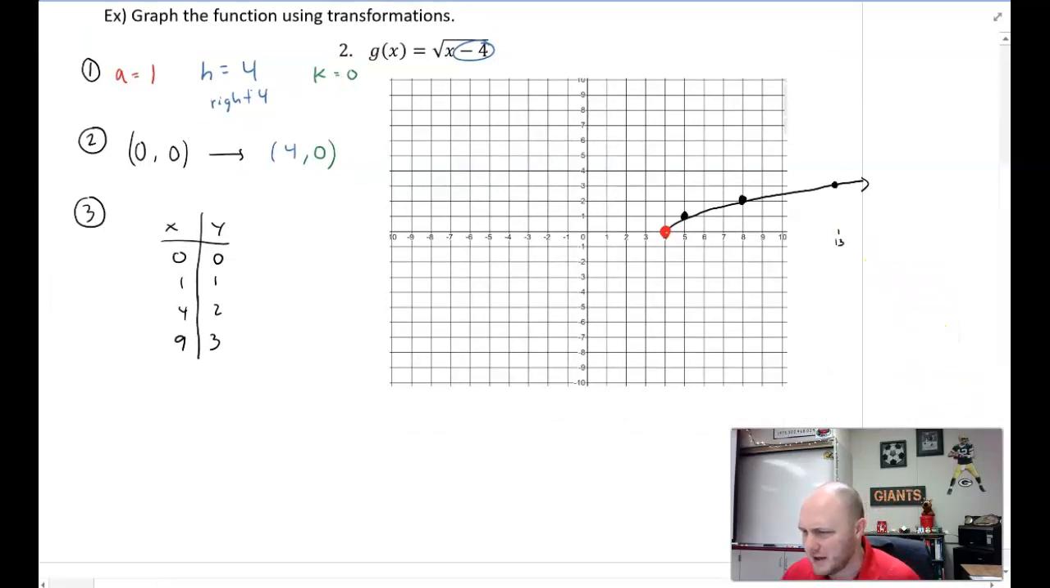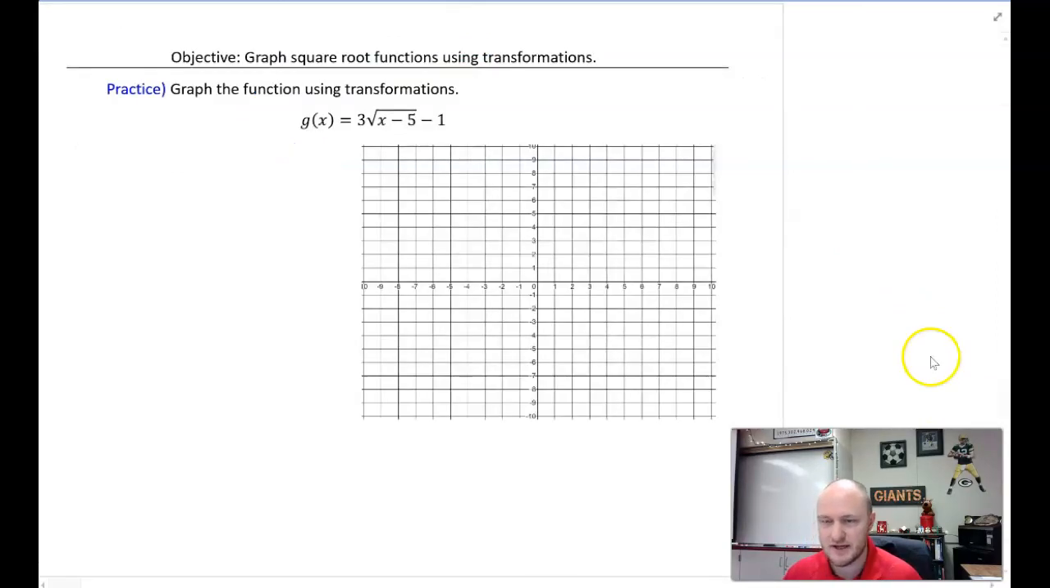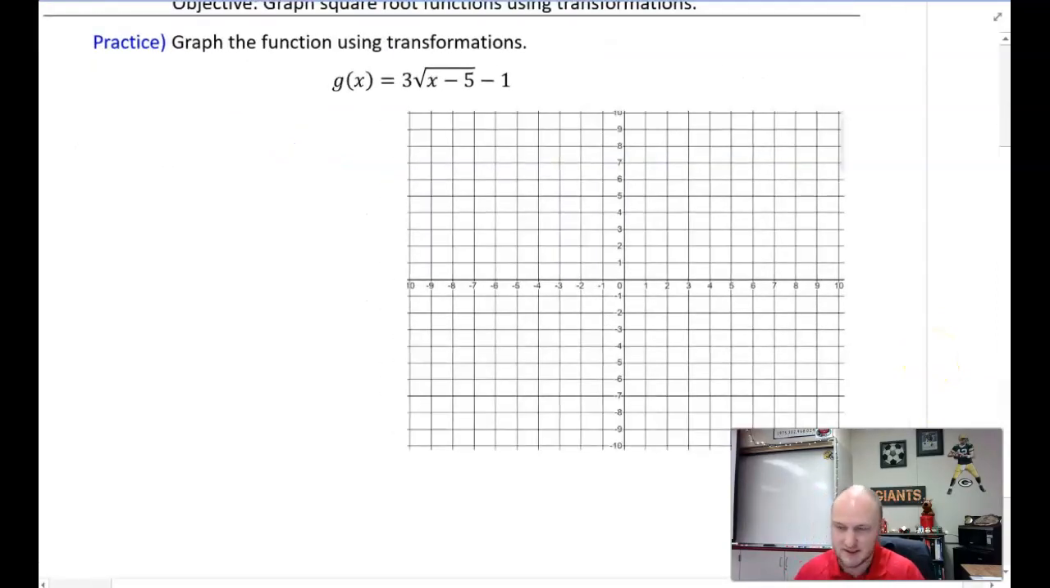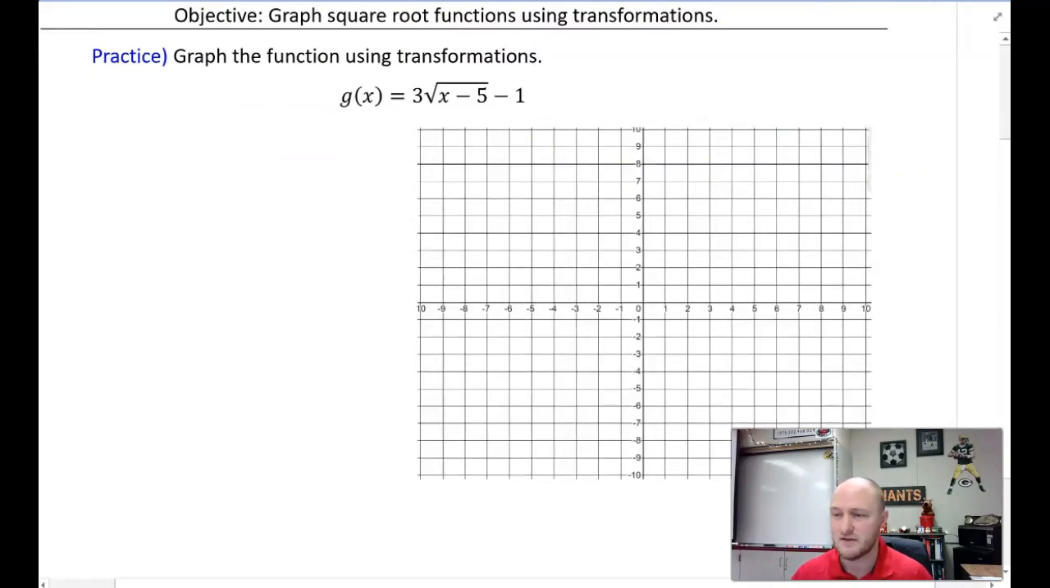Okay, I want to go back to a practice problem. I want you to go ahead and try this example. Pause the video, give this one a go.